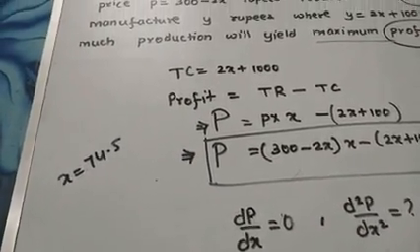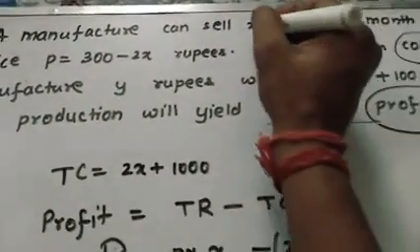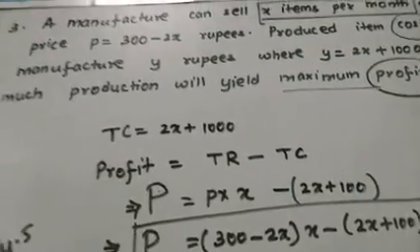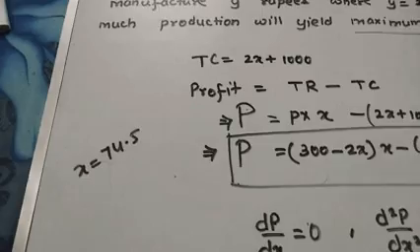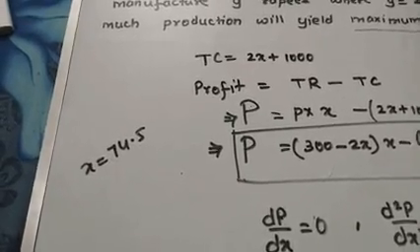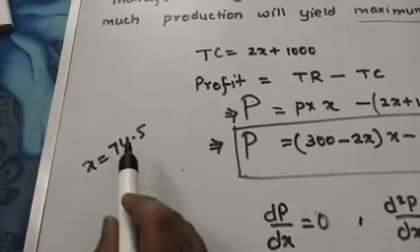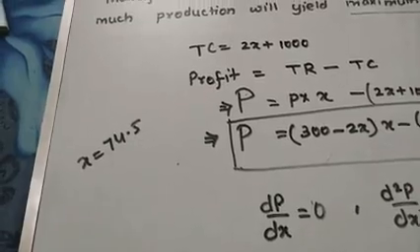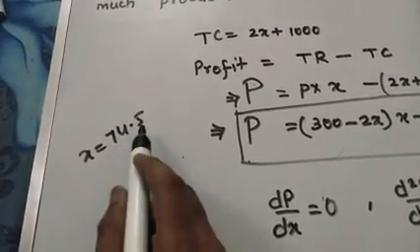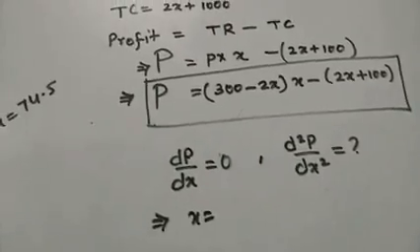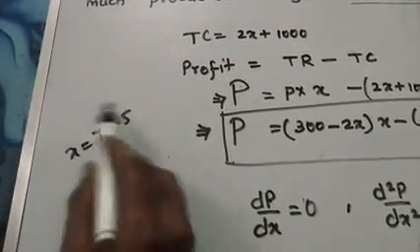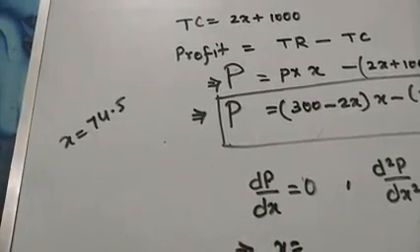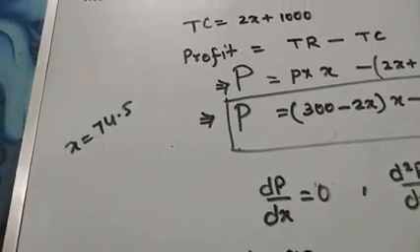Now what does x indicate here? X indicates the sale items per month, and it cannot be a fraction. And this is the maximum: the number cannot exceed 74.5, because this gives the maximum. For this x equals 74.5, you will get the maximum value. So the x cannot exceed 74.5, and it also cannot be a fraction.